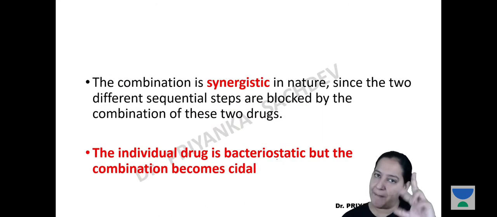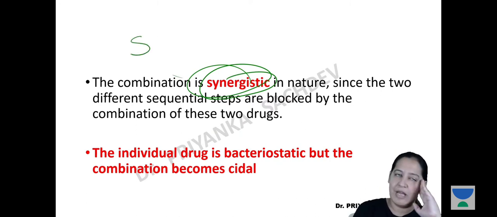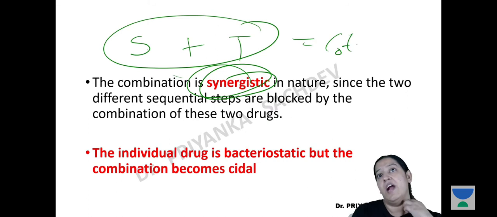And when we combine the two together, the action is synergistic. Alone, if I am giving sulfamethoxazole, it is killing 5 bacteria. Alone, if I am giving trimethoprim, it is killing 5 bacteria. But together, if I am giving cotri, it will kill 20 bacteria. So 5 plus 5 is 10, but you will get more than 10 effect. That is synergistic action. Have you got it?